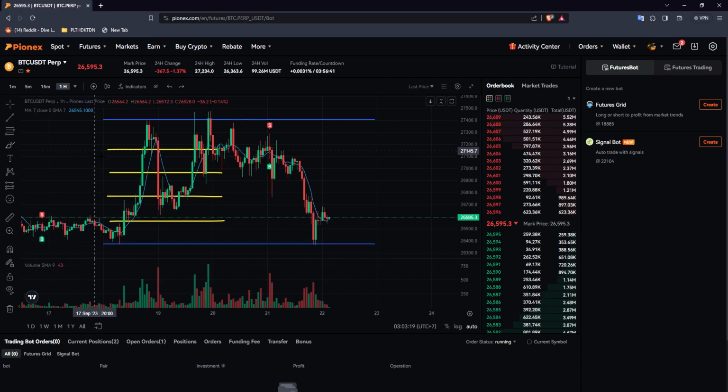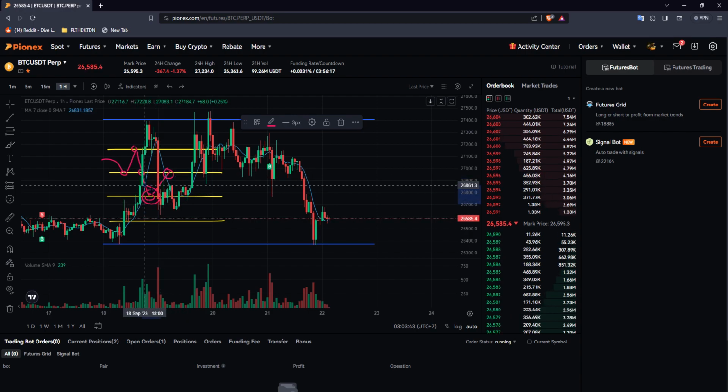So for example, if the price is here, it goes down here, the bot will buy here. If the price goes up, it will sell. And if the price goes down, it will buy again. If it goes down again, it will buy again. And as the price goes up, the bot will sell the buy that it bought here. And when the price goes up again, the bot will sell the buy that it bought here. So that is how the grid bot works.